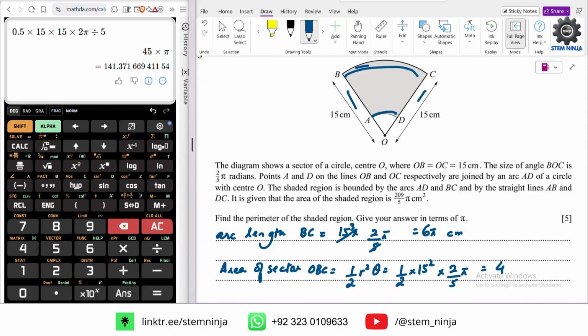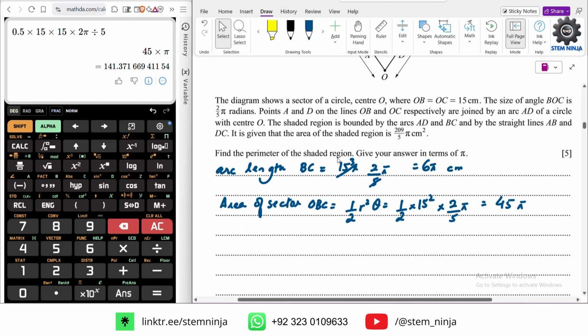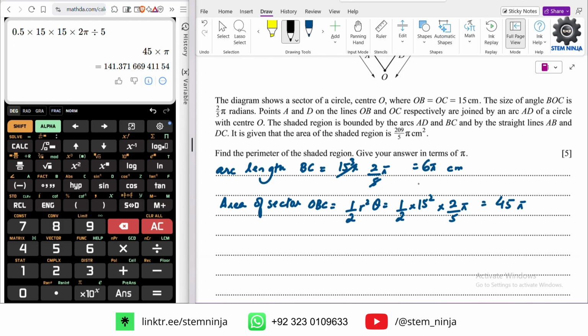So 2 gets cancelled, and 5 times 3 is 15, 3 times 15, okay, it's 45 pi. Alright.